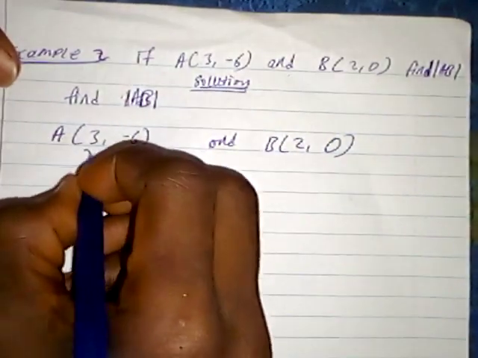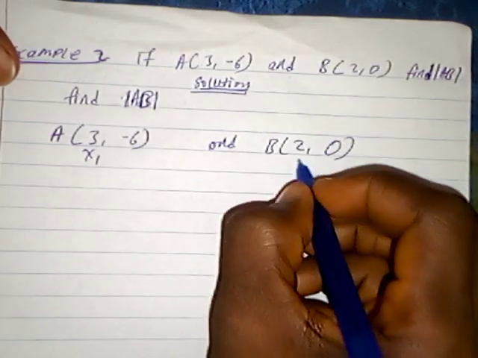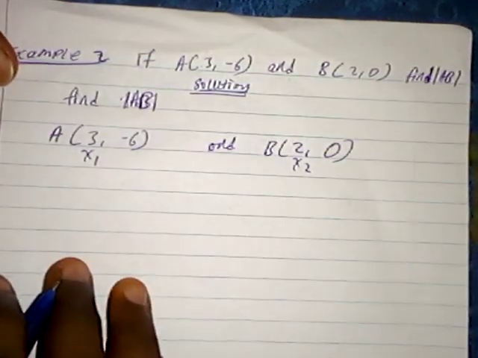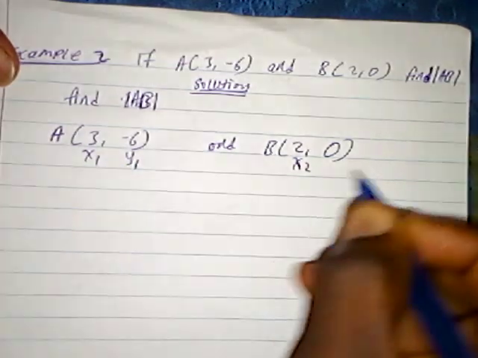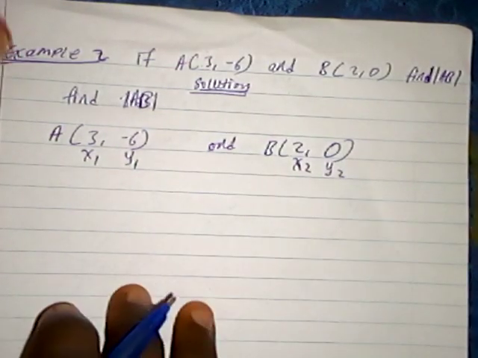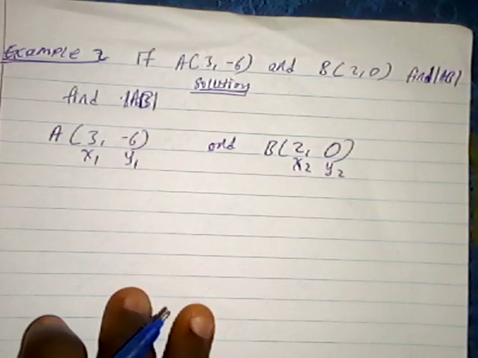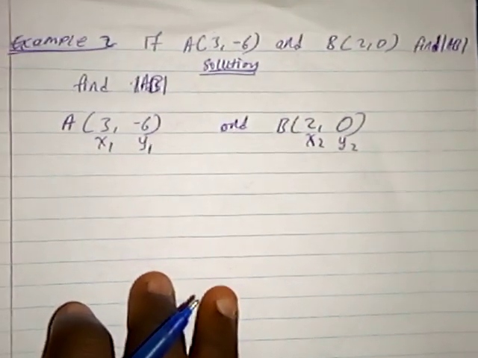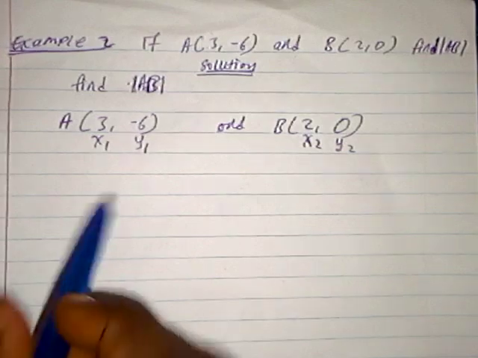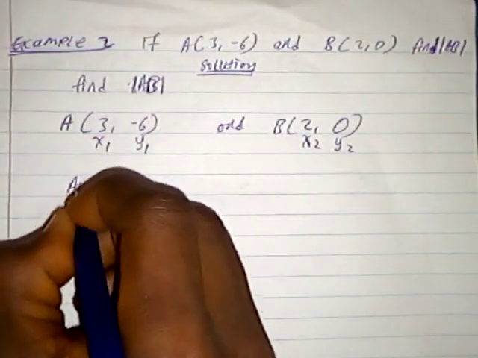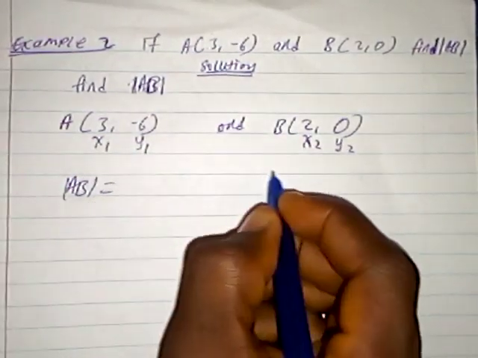Do you see? So say X1, which is the first X, X2, which is the second X. You get it? Good. We say Y1, which is the first Y, Y2, which is the second Y. Is it understandable? If you don't understand, I recommend you replay the video. What are we going to do? We bring our formula since they asked us to find the line. So say line AB is equal to what?